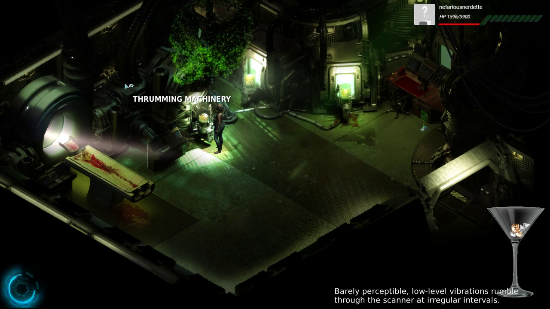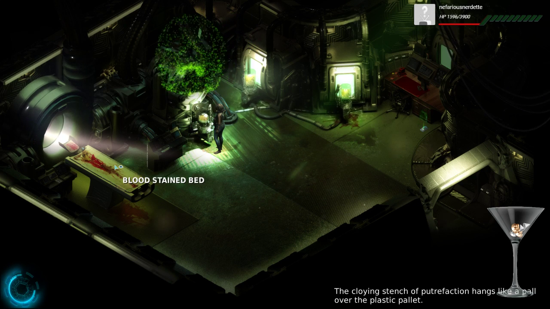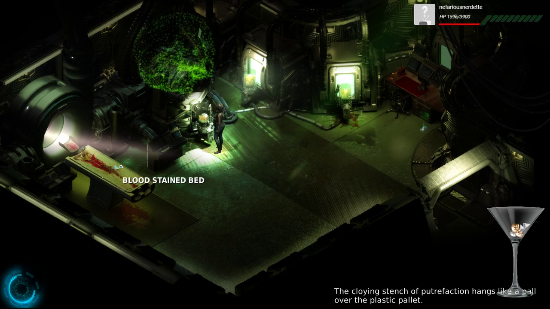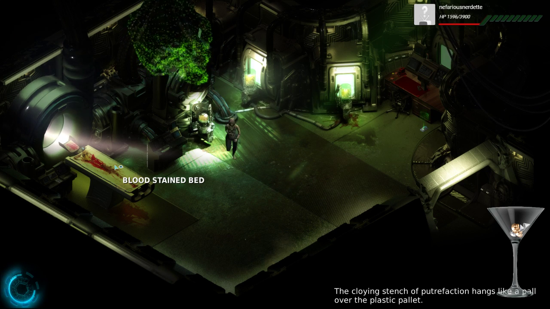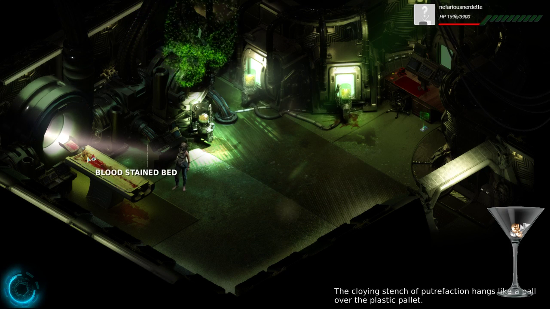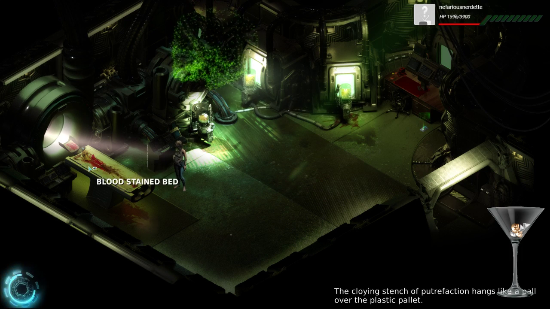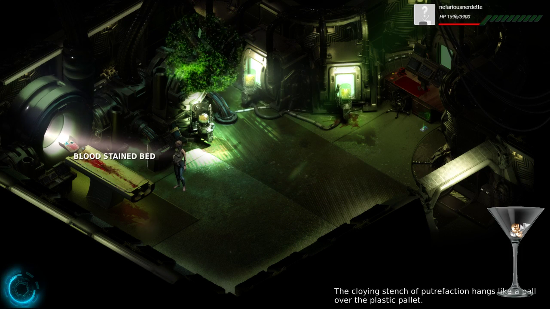Barely perceptible low-level vibrations rumble through the scanner at irregular intervals. Thrumming machinery. Bloodstained bed. The cloying stench of putrefaction hangs like a pall over the plastic pallet. Yeah, that's a lot of P words. What do you think you're doing there? Is that someone's head? Is that like a lady's head with like blonde hair or something? That's what that looks like.